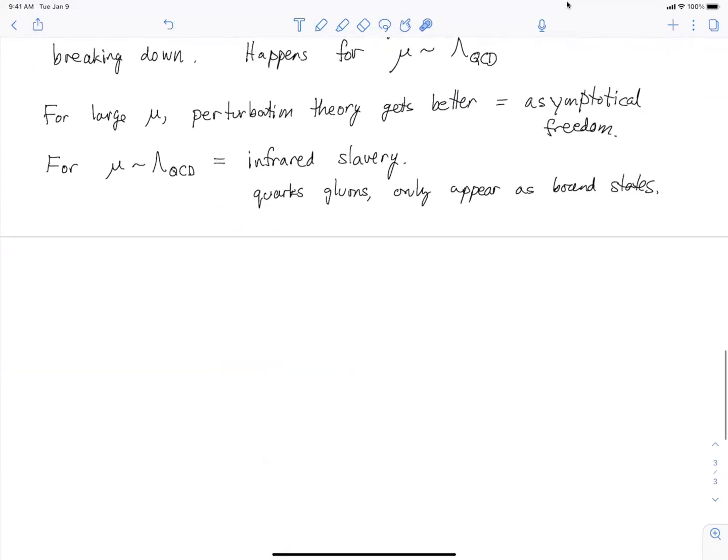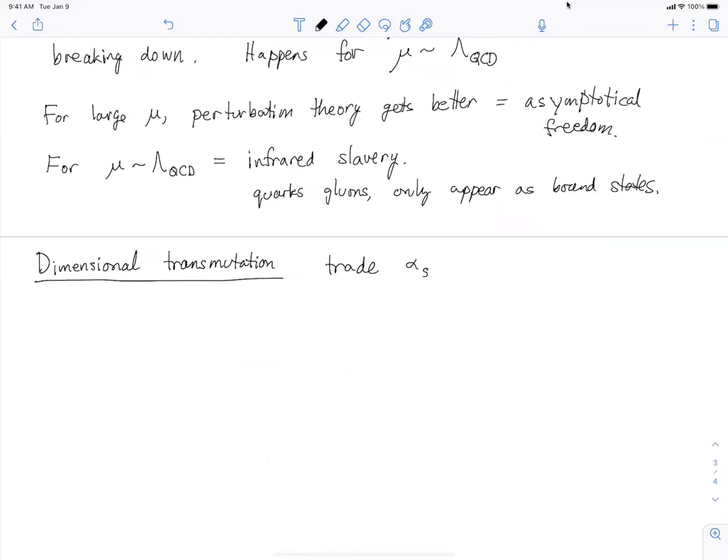Got it. Okay. So another way of discussing all of this is the code word dimensional transmutation. Because you can think of what we just did as trading the coupling alpha S or G3 or whatever your coupling is in your theory. This is a dimensionless coupling. But what we've done is we've traded it for knowledge of lambda QCD, this energy scale, which has dimensions of mass. They contain the same information.